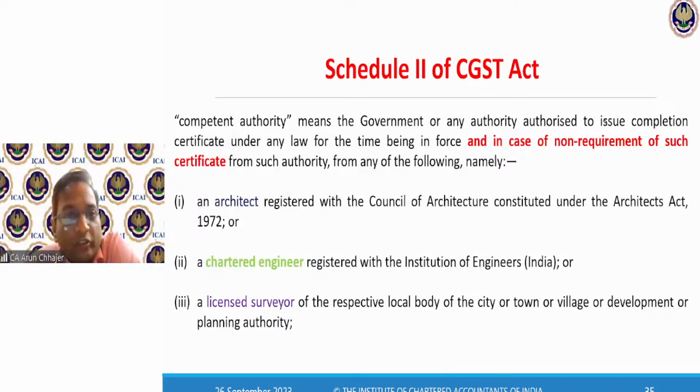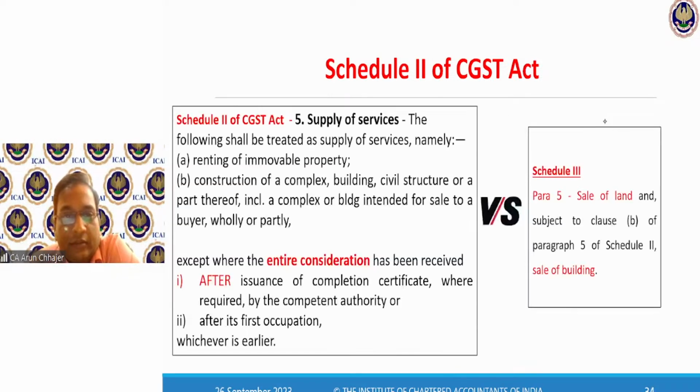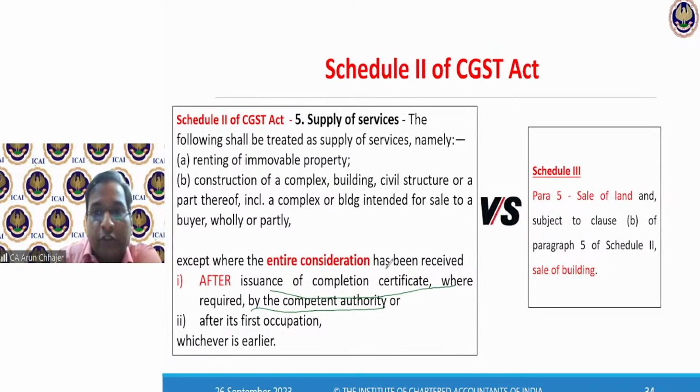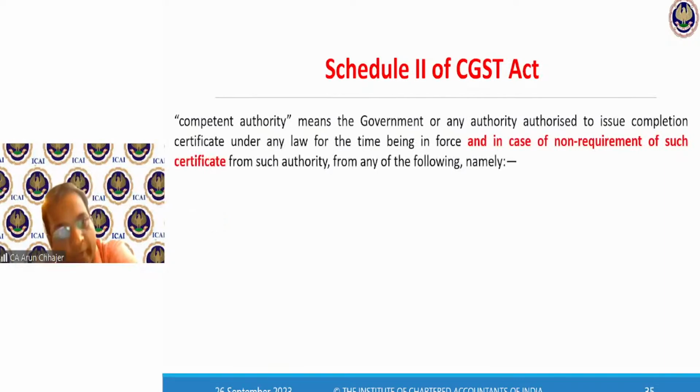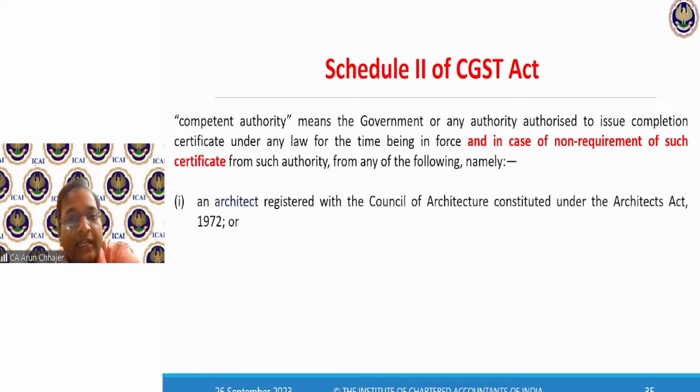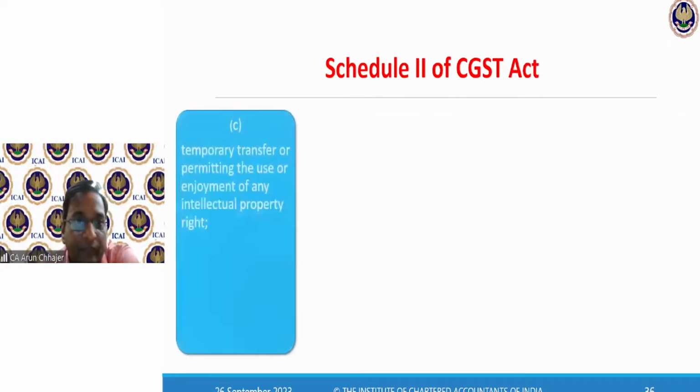This says that competent authority means the government. Here they have used the phrase issuance of the completion certificate wherever recorded by the competent authority. What is the meaning of competent authority? Competent authority means the government or any authority authorized to issue the completion certificate under any law for the time being in force, and in case of non-requirement of such certificate from such authority, then any of the following: an architect registered under the Council of Architecture, a chartered engineer or a licensed surveyor.